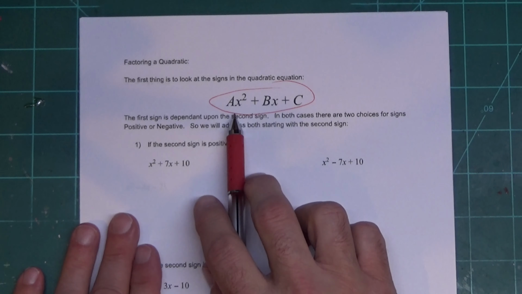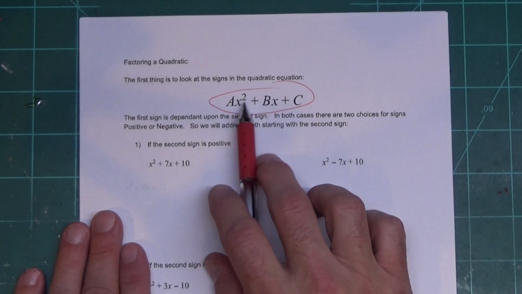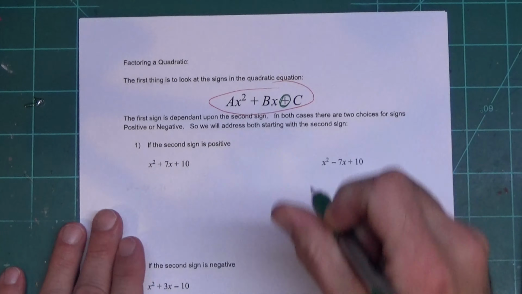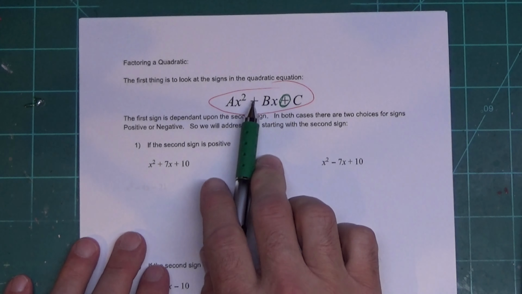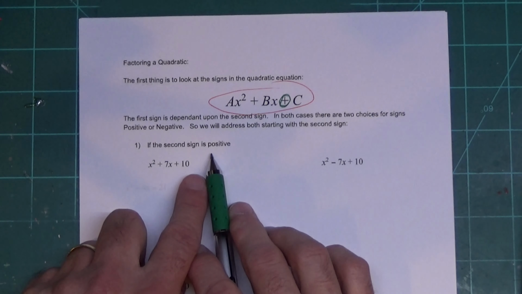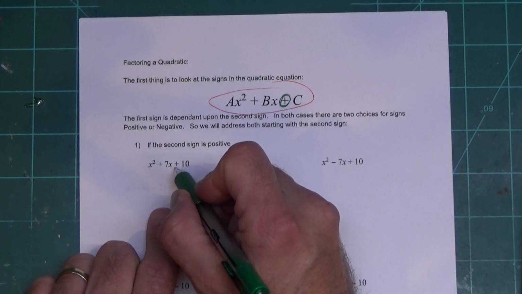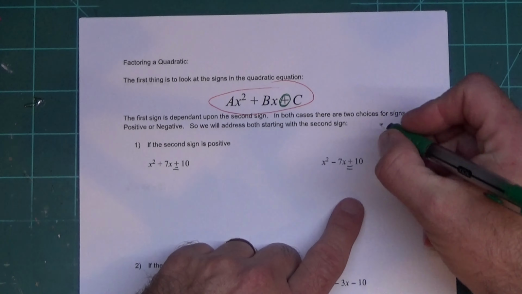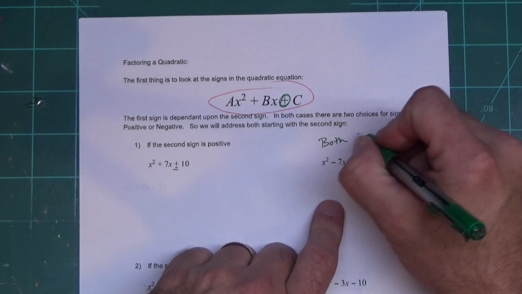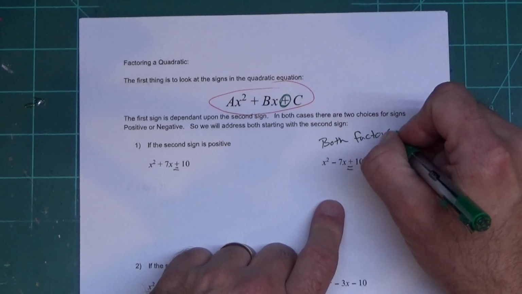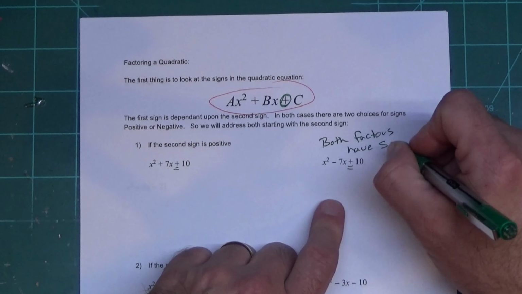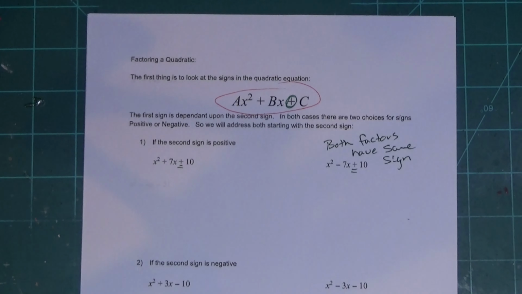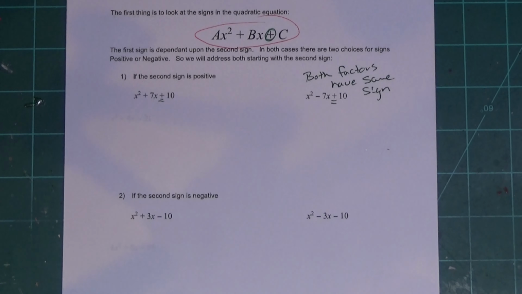Okay? Now, factoring is dependent upon these signs. The first sign you need to look at is this one, because that determines the signs that go here. So we're going to start with: what if the second sign is positive? If the second sign is positive, that tells me that both factors will have the same sign.